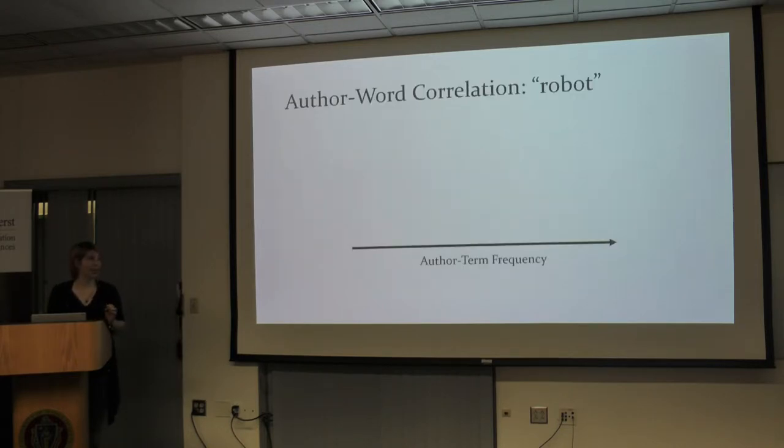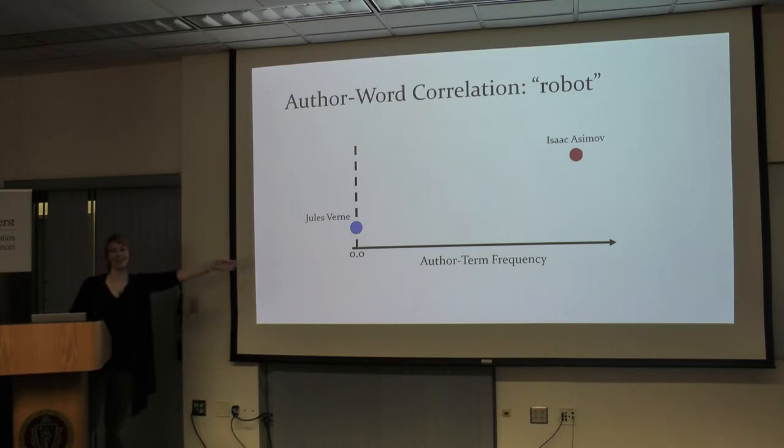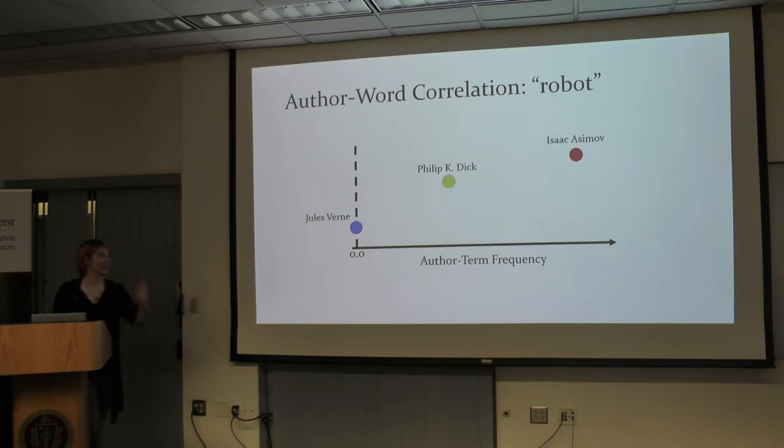So let's quickly look at how the word robot correlates across our collection. One, Isaac Asimov, by far and away one of the highest. Here with the robot series, he uses the word robot a lot. On the other end, we have Jules Verne. He doesn't use the word because it's not coined yet. It just doesn't exist, so he cannot directly use the word robot. He could use other words, of course, that are related to robot, but he's not using that word in particular. We also have Philip K. Dick, who thinks about androids and robots a fair amount, and so his is higher. And then we have the rest of the collection and can think about how these words vary.